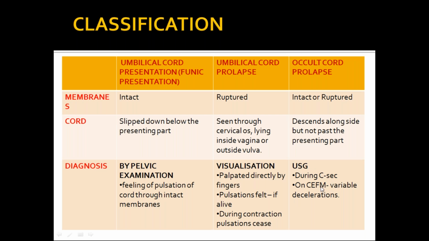In all umbilical cord prolapse, the first thing we can diagnose is variable deceleration in electronic fetal monitoring. This is very important. Whenever the patient is having contractions and the fetus is having variable deceleration, always think of cord compression or that the cord might be getting prolapsed.